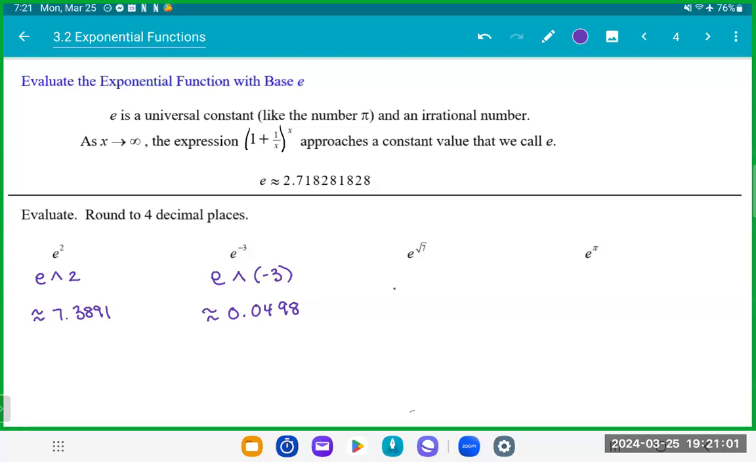All right, so what about if we do E raised to the square root of 7? What do you guys get? If you don't have the square root, I'll tell you another little trick. Like, let's just say we have the square root of 2. That is the same as saying 2 raised to the 1/2.